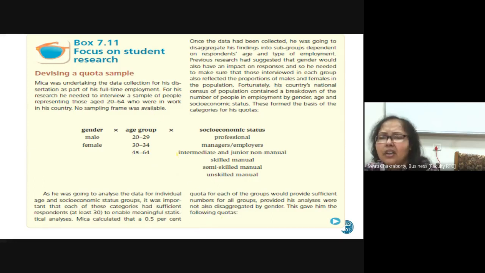So what happens here is, before he actually did the analysis, he collected the data, right? Once he got the data, he was going to disaggregate his findings into subgroups depending on respondents' age and type of employment, right? See this? Type of employment. Previous research also suggested that gender would have an impact on responses. So he needed to make sure that those interviewed in each group also represented proportions of male and female. Fortunately, the country's national census of population contained a breakdown of the number of people in employment by gender, age, and socio-economic status, which also formed the basis of the categories of his quota.